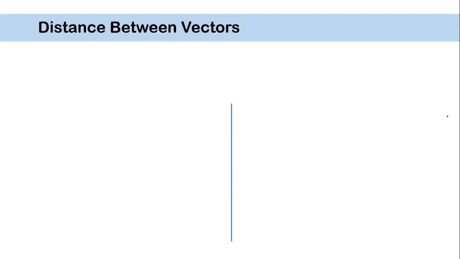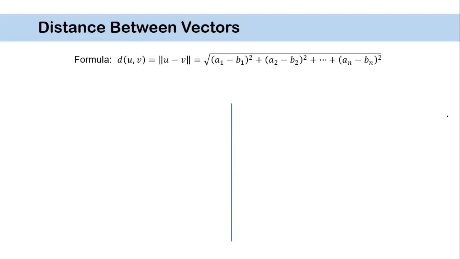Pag sinabi natin distance between vectors, ito yung kanyang formula. Kukuhanin natin yung difference ng bawat corresponding components and then isa-square yung bawat difference na yon and then ia-add. Afterwards, kukuhanan natin ng square root. If you're familiar with the distance formula between two points, dito nakuha or dito related yung formula na yon.